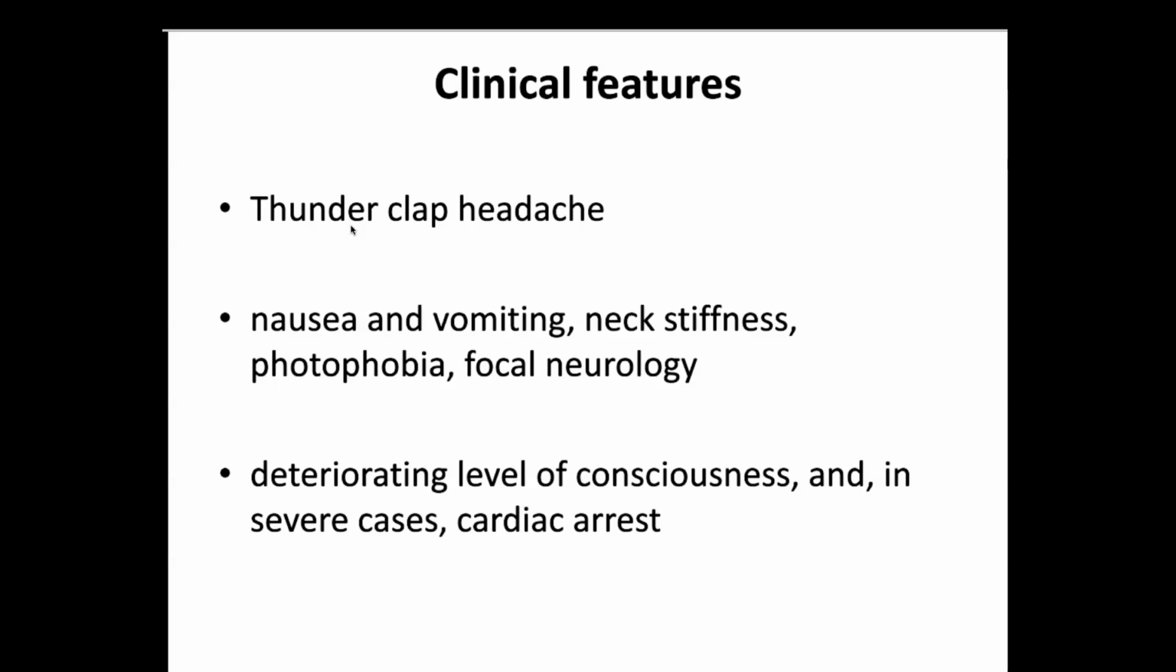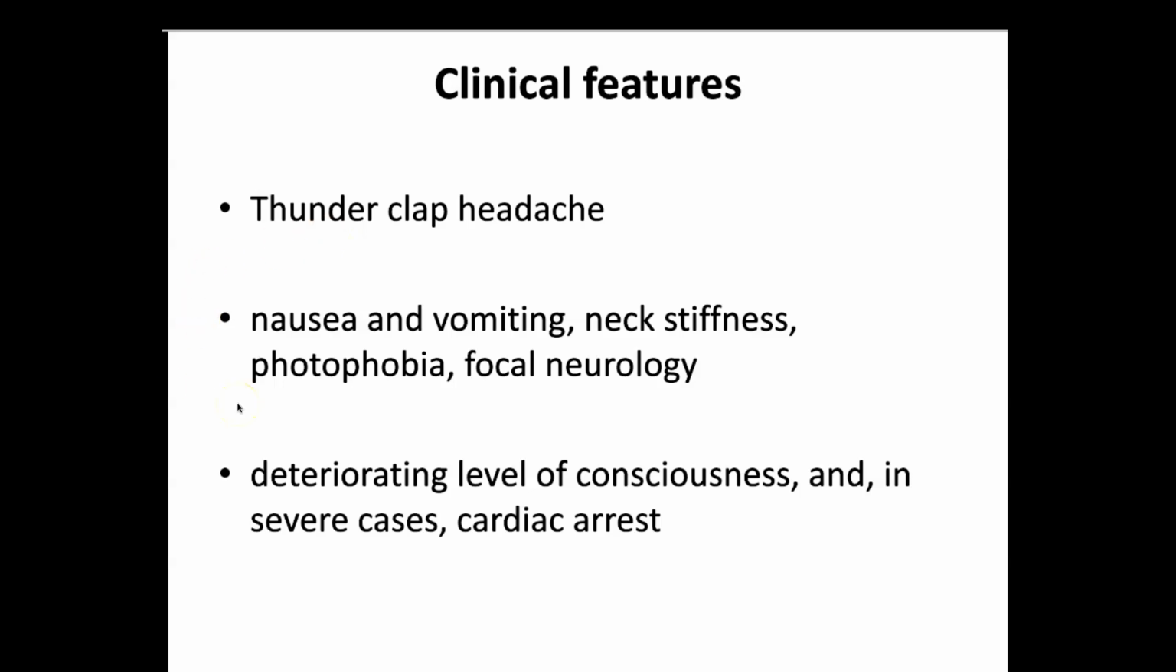A few more things you need to remember: because there is blood in the subarachnoid space, there will be signs of meningismus. Blood in the subarachnoid space will lead to meningismus signs, which are neck rigidity, photophobia. Because there is blood in the brain, there will be raised ICP. So the features of raised ICP could be headache, nausea, vomiting, neurological deficit, or papilledema.